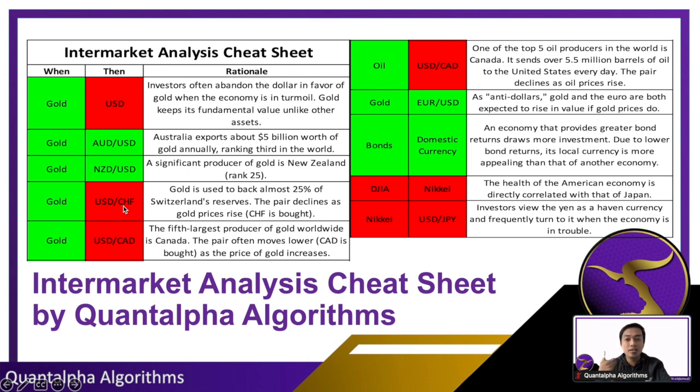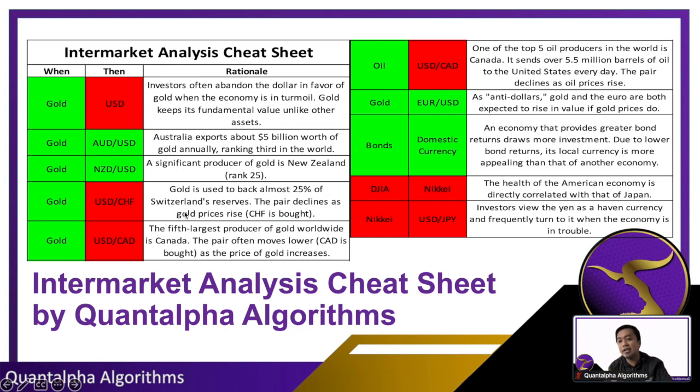Because again, the idea is that if we are selling the base currency, we are buying the quote currency at the same time. And here, the quote currency is CHF, or Switzerland. And we all know that gold is used to back almost 25% of Switzerland's reserve. So the pair declines as gold prices rise, meaning the Swiss franc is being bought.